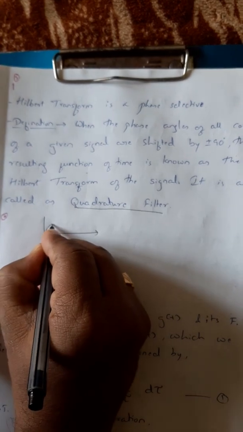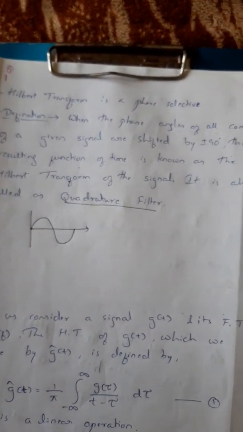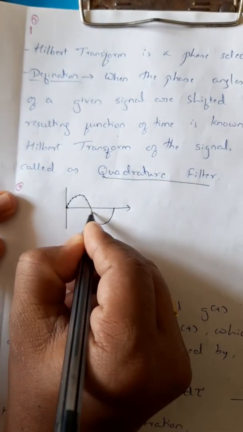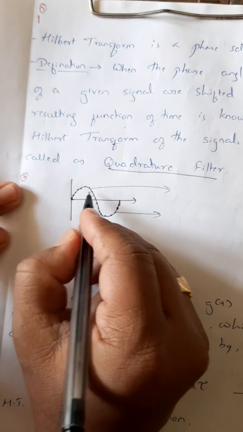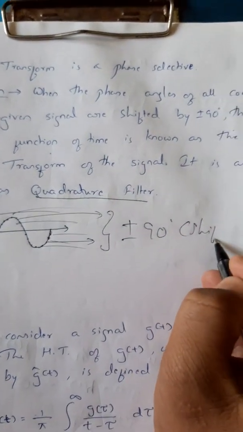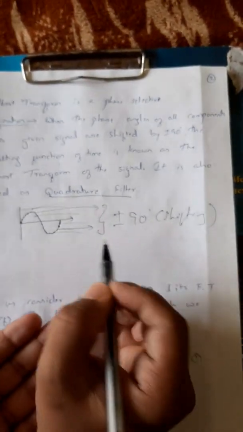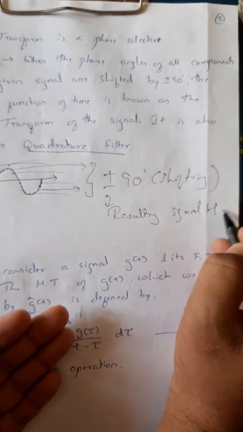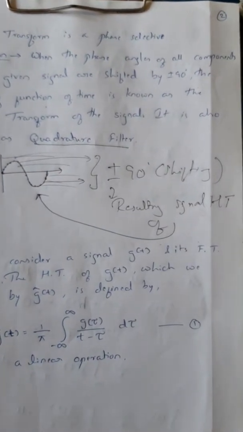Just for your understanding, I'll take one signal. What it says is that when the phase angles of all the components of the given signal are shifted by plus or minus 90 degrees, meaning each and every component of the signal gets shifted by plus or minus 90 degrees, then the resulting signal, whatever signal I get, is the Hilbert transform of the original signal. So this is what it means.